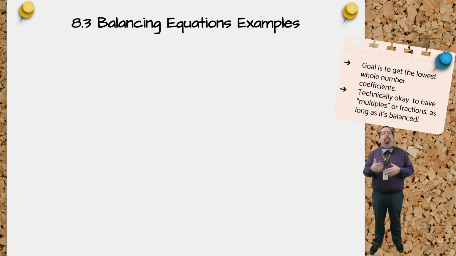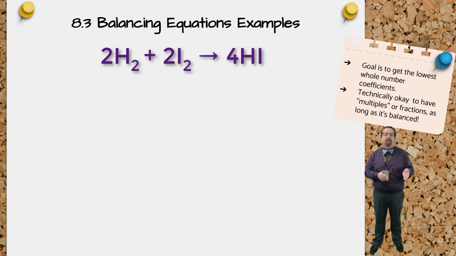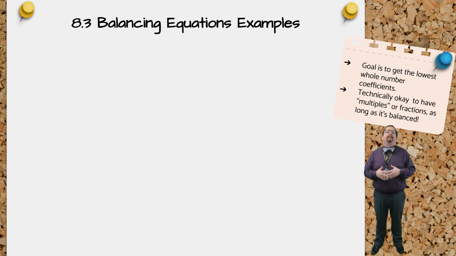I promise we'll try some new equations, but what if I got this one to balance as 2H2 plus 2I2 gives us 4HI? Would that be wrong? Absolutely not. The particles are still balanced on both sides, and it's just a multiple of our original equation. So when it comes to the math in Chapter 9, it will all still work out the same. Chemists tend to simplify our equations, though, and use the simplest whole number coefficients that we can. So let's try to balance an equation.